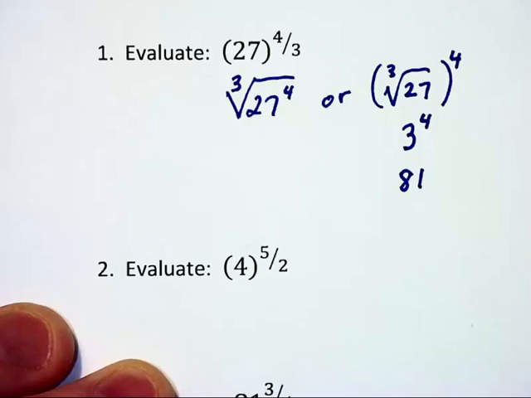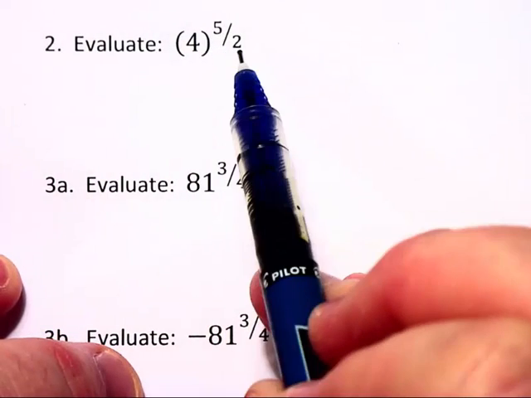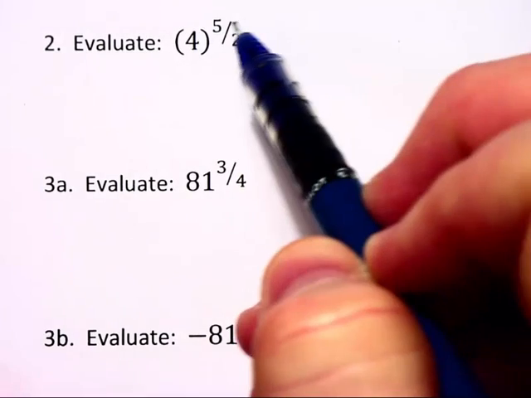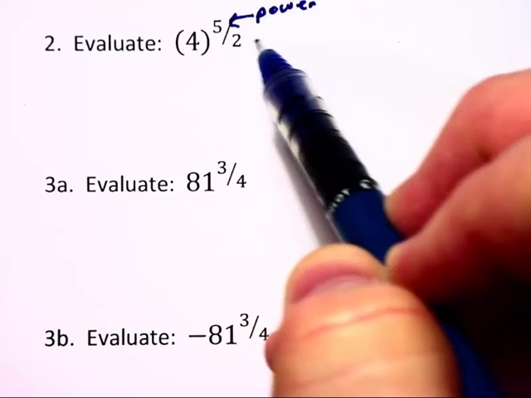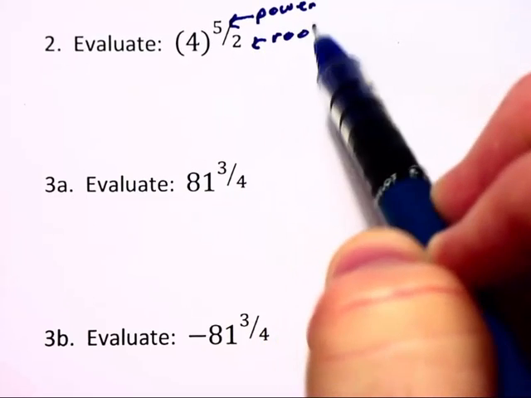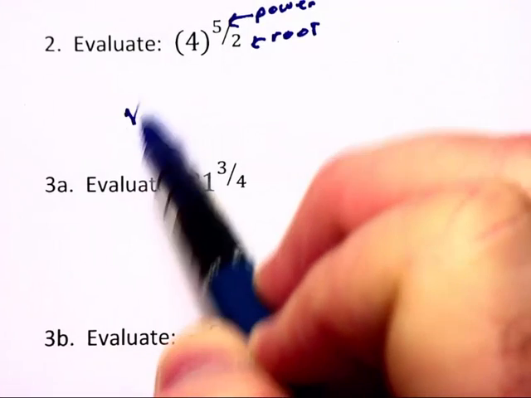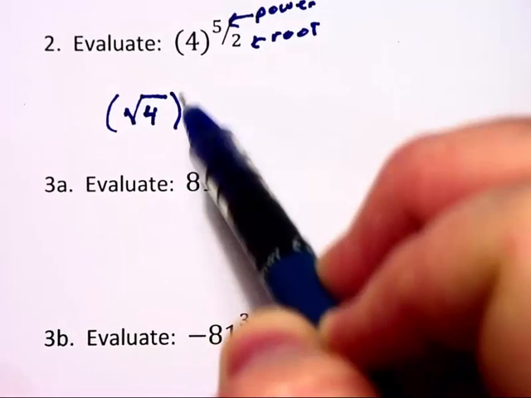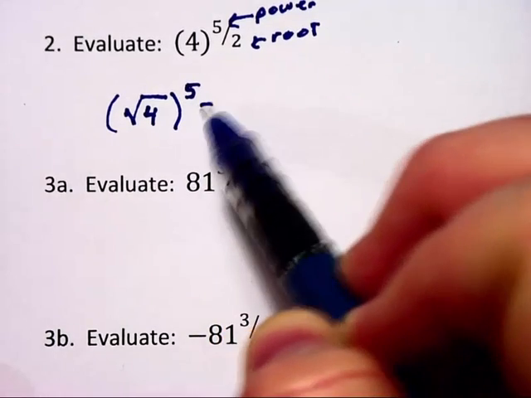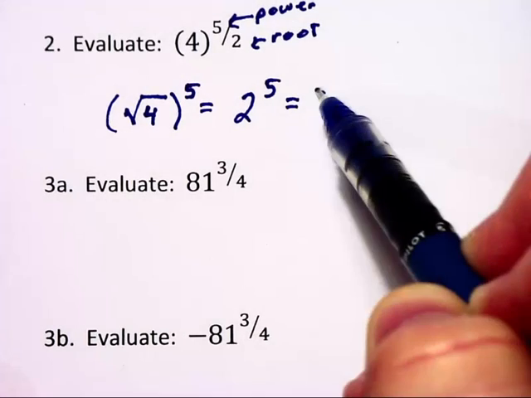and then raise to a power. This problem asks us to take 4 and raise it to the 5/2 power. Now again, remember the 5 stands for the power and the 2 stands for the root. And since the root is 2, that means we're dealing with a square root. I think it's a lot easier that we take the square root of 4 first and then take that and raise it to the 5th power. This gives us 2 to the 5th power, which is equal to 32.